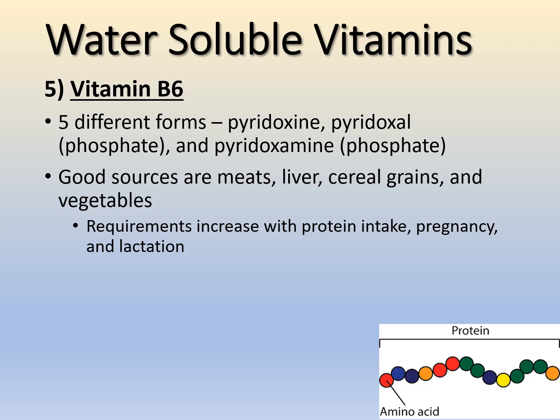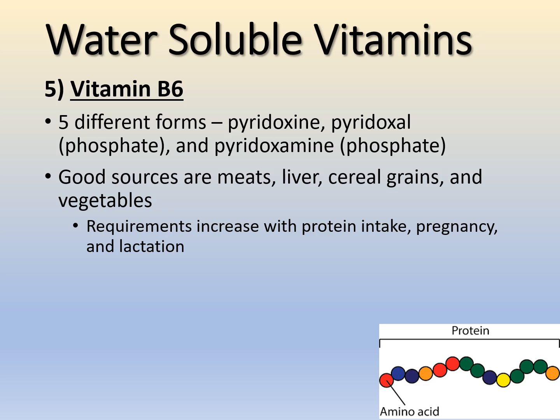So our next B vitamin, B6, has a bunch of different forms. There are actually 5 different forms: pyridoxine, pyridoxal phosphate, pyridoxamine phosphate. So lots of different forms, but that pyridox is the commonality between all of them. So think protein metabolism when you think vitamin B6.